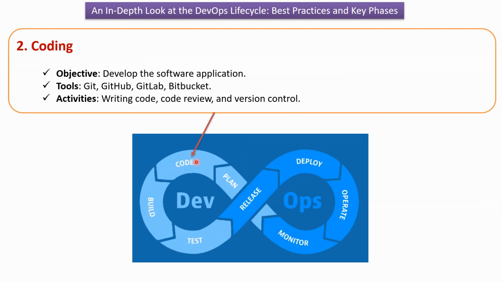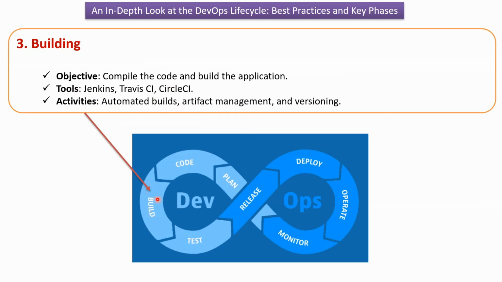Step 2 is coding. The objective is to develop the software application. Tools used are Git, GitHub, GitLab, and Bitbucket. Activities are writing code, code review, and version control.